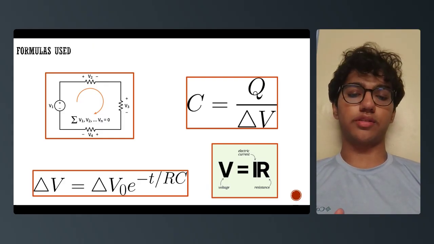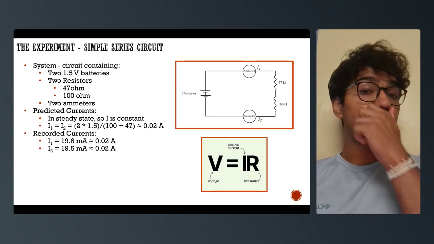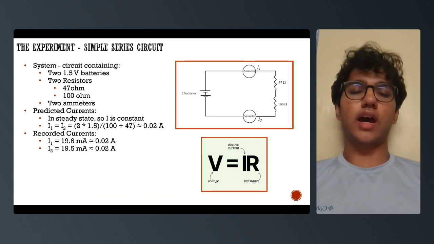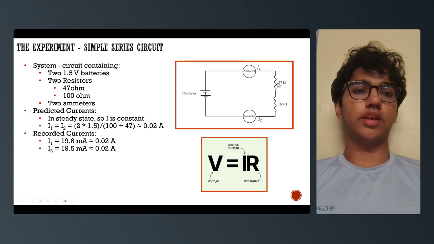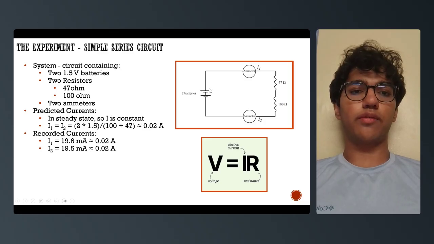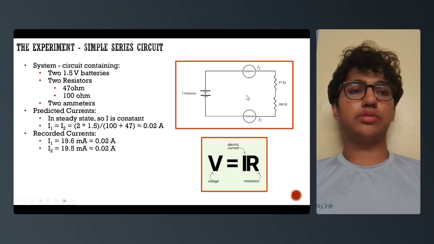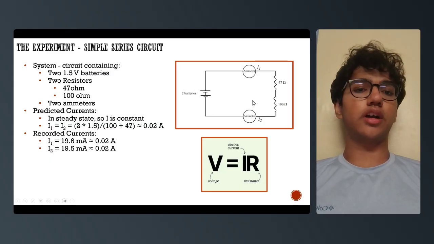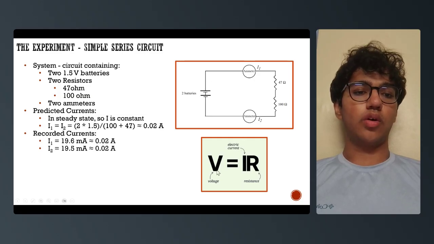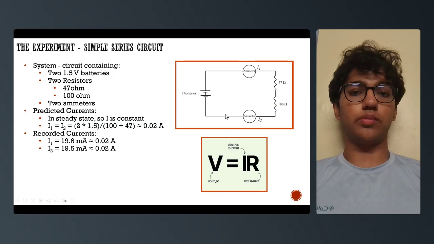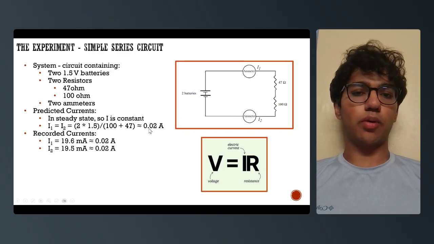The first experiment we did was a simple series circuit, as you can see here. We had two batteries, each of 1.5 volts, two ammeters, and two resistors, 47 ohms and 100 ohms. By simple Ohm's law, the predicted current would be 2 times 1.5, which is 3 V, over R, and R is 100 plus 47, or 147 ohms, which comes out to approximately 0.02 amperes.